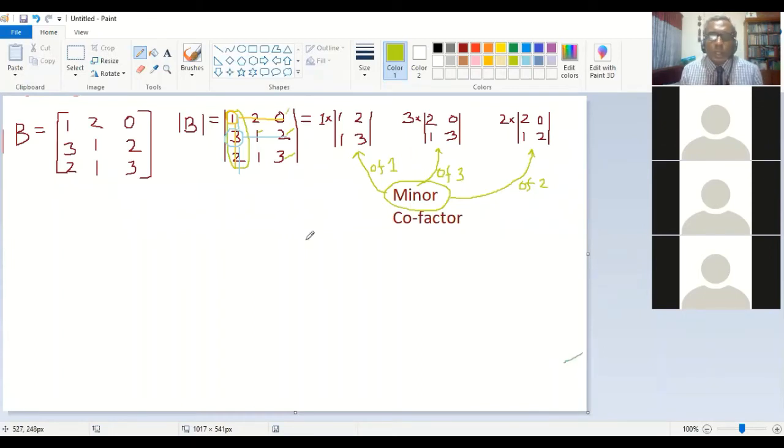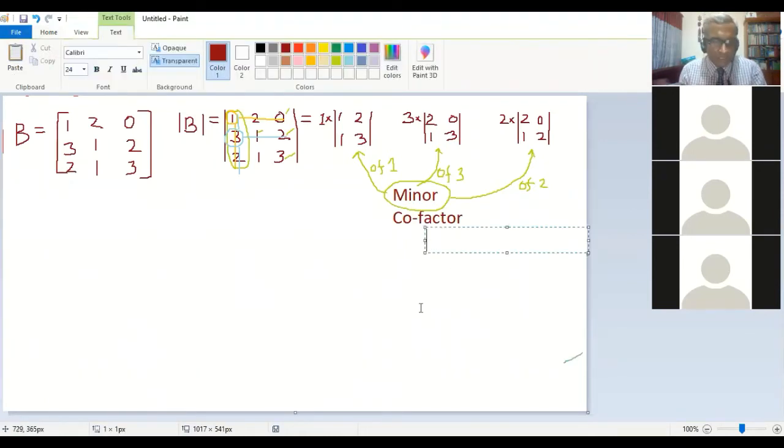Okay, now let me go to the cofactor idea. So what is the cofactor? Cofactor is actually the minor, but it will be minor with sign. Sign means plus or minus. Okay. So cofactor is actually minor with sign. Sign means what? Sign means plus or minus.